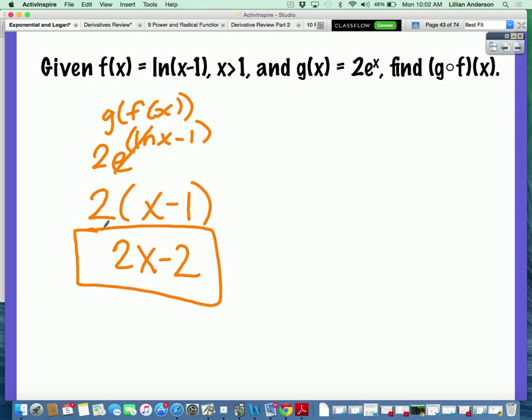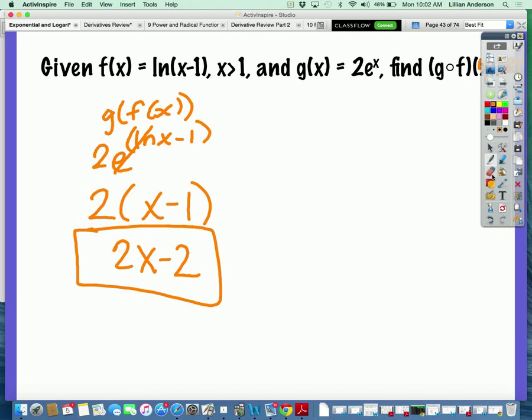That's it. You don't have to solve anything here because it's not saying equal 4. If it said equal 4, then you would set this equal to 4 and solve for x. If it said something like this, then you would plug in 4. But it didn't ask for any of that, it just means the composite.